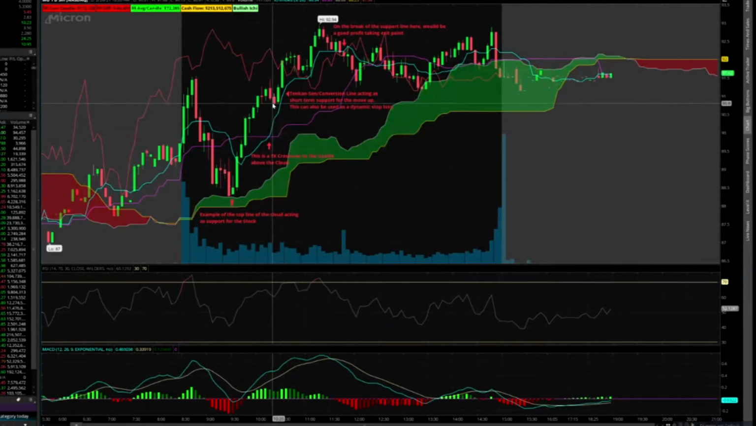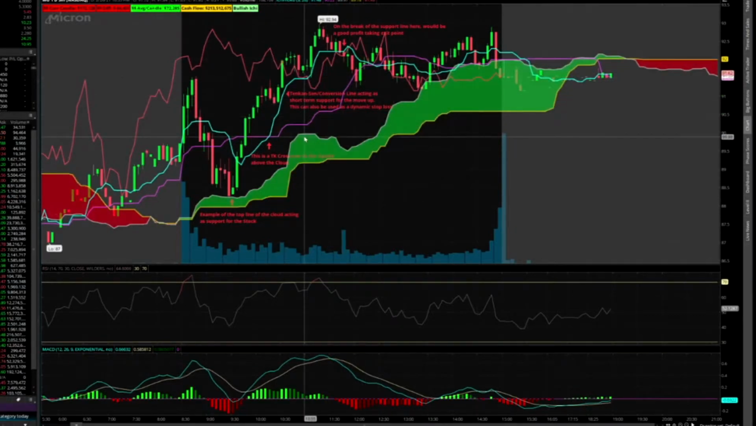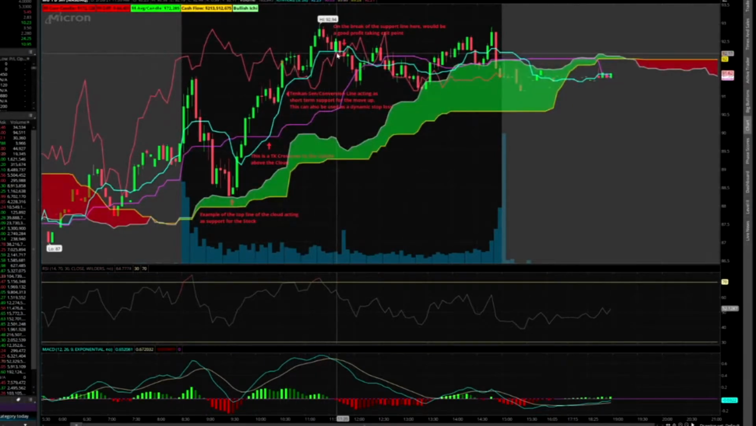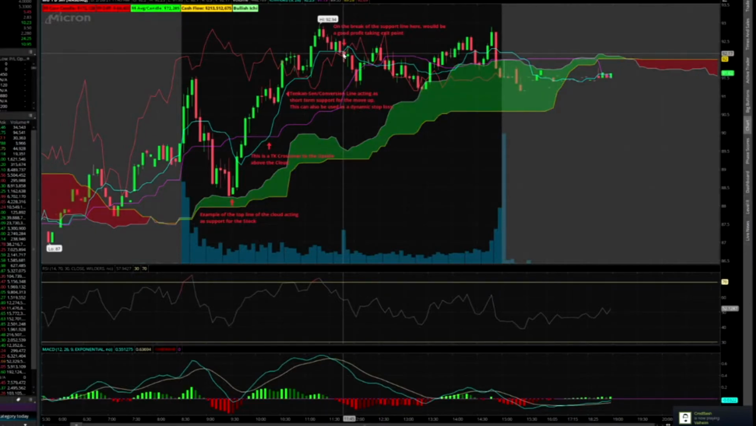So in this case, you'd probably grab some shares right here, and then you'd use this blue conversion line as your support. You can use this purple Kijun baseline as your support as well, but it's pretty low. In this case, I'd rather ride this blue line up and then take profits as it breaks below this conversion support line up here. That makes sense. So you could use this Kijun baseline as support as well, but in this case, you would have taken a bit less profit, even though you would still have been taking profit once it broke below it.